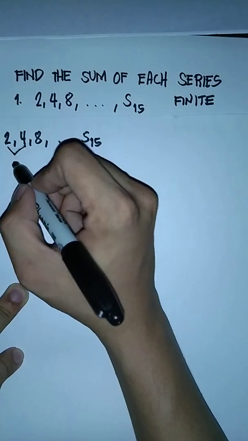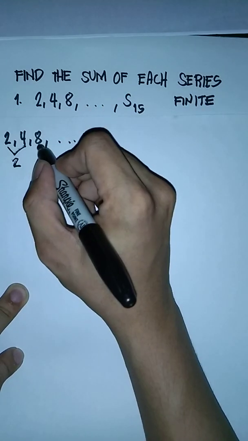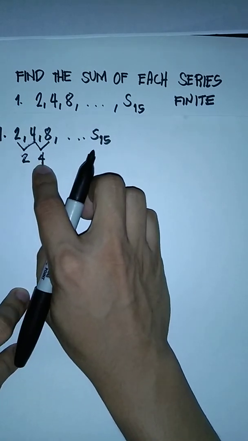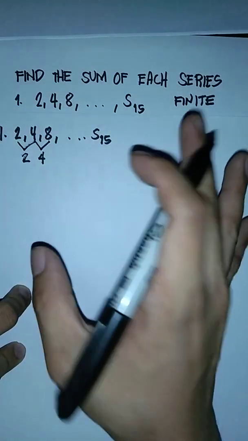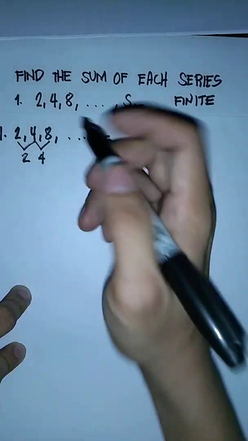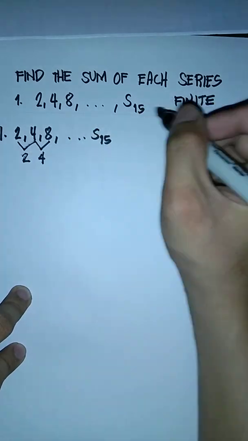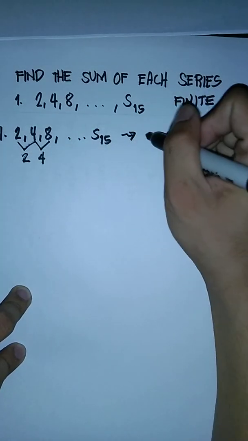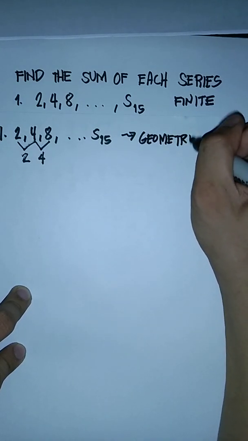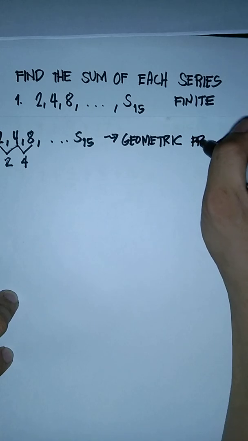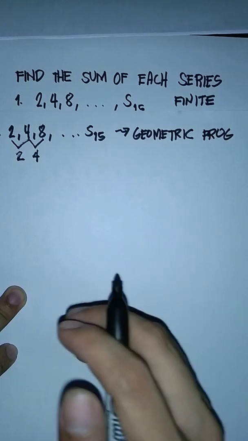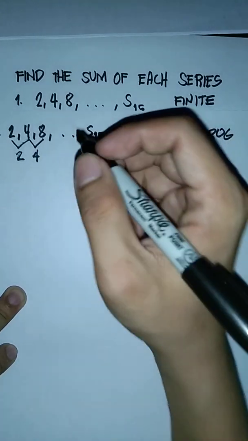So, 4 minus 2, we have 2. And 8 minus 4, we have 4. So, yung 2 at 4 natin na nakuha, coming from that number, yung ating given, hindi siya constant, hindi parehas. Ibig sabihin, this kind of series is called geometric series or geometric progression. Okay. So, since geometric progression siya, hahanapin muna natin yung kanyang ratio.